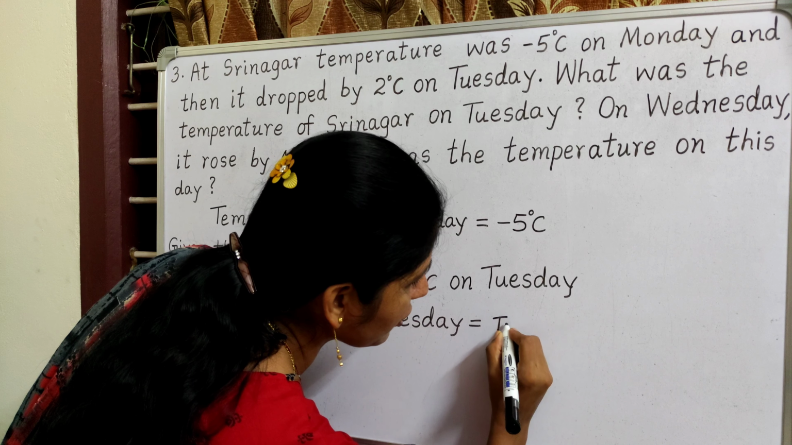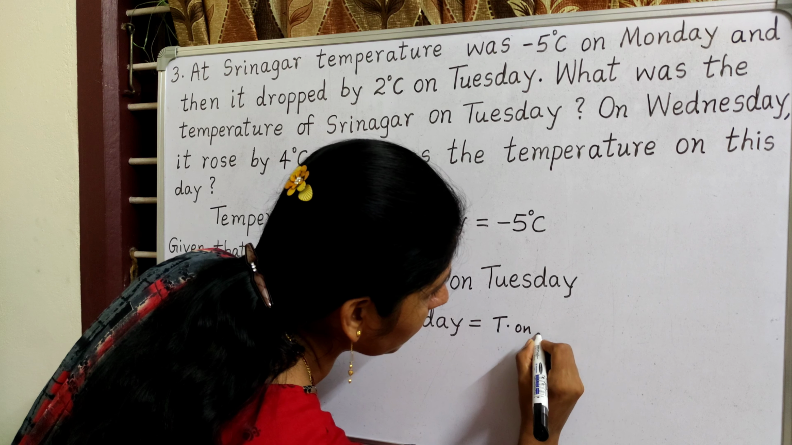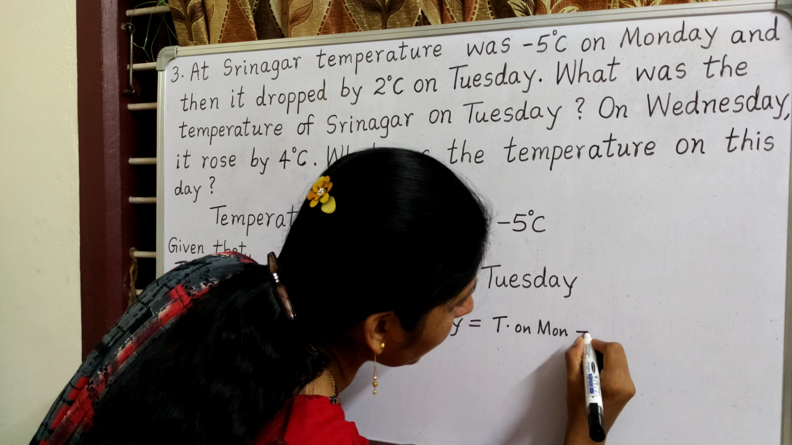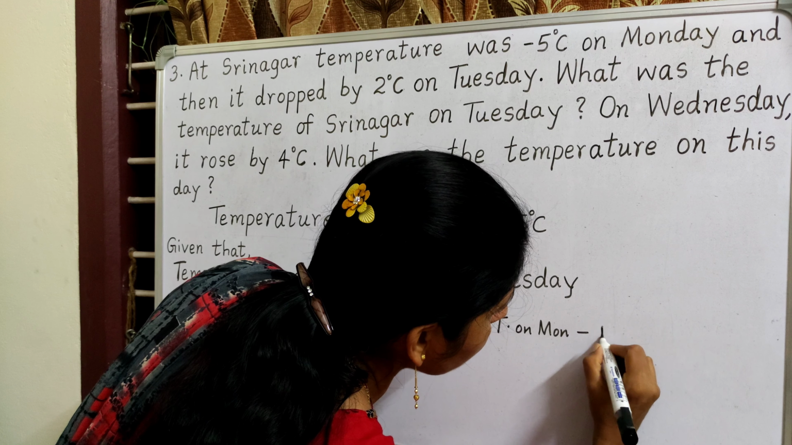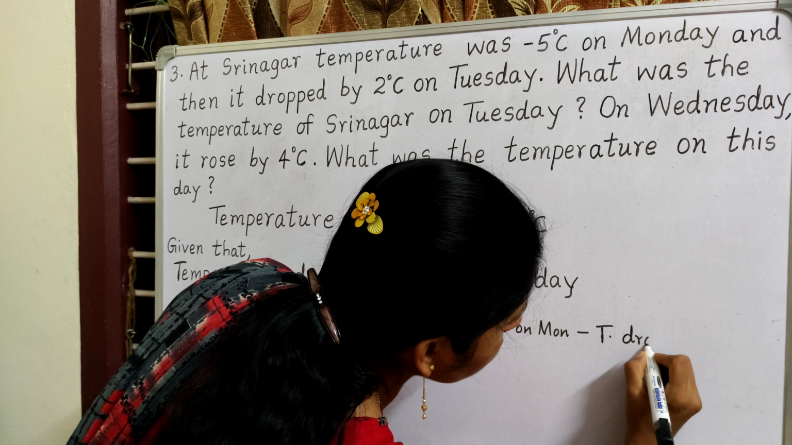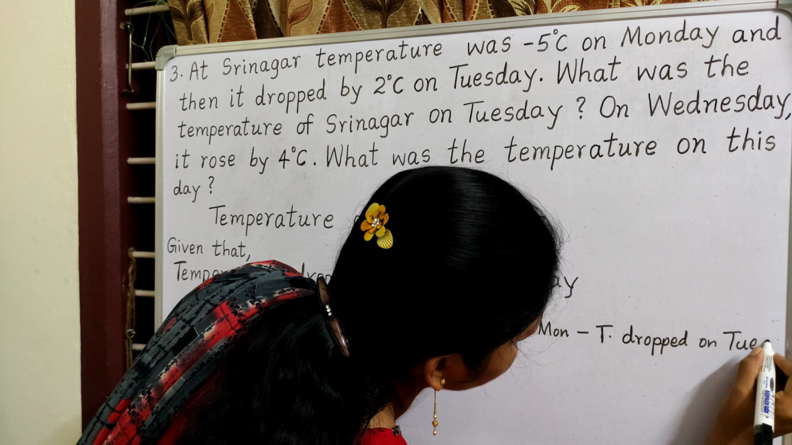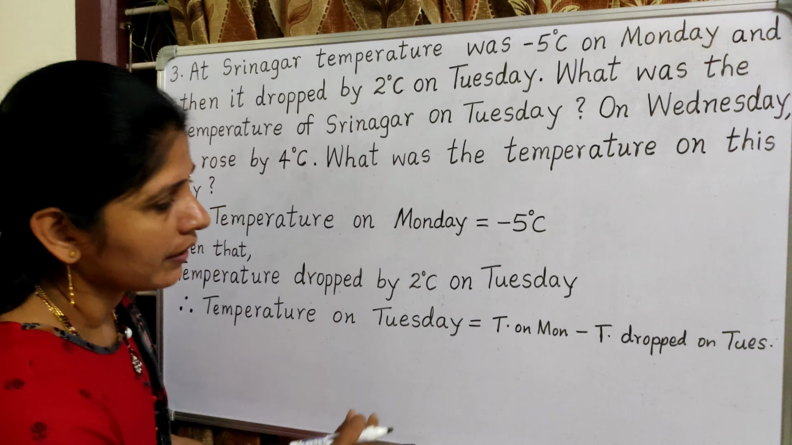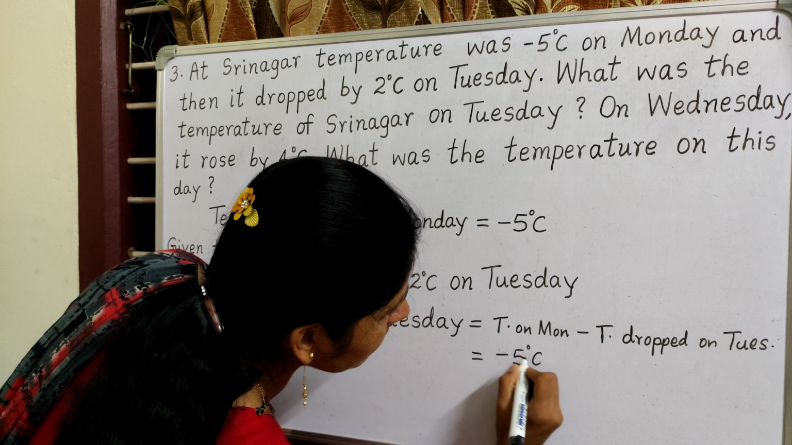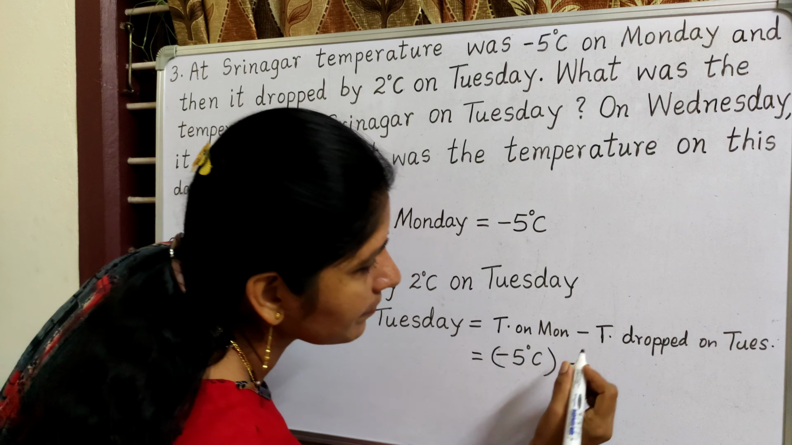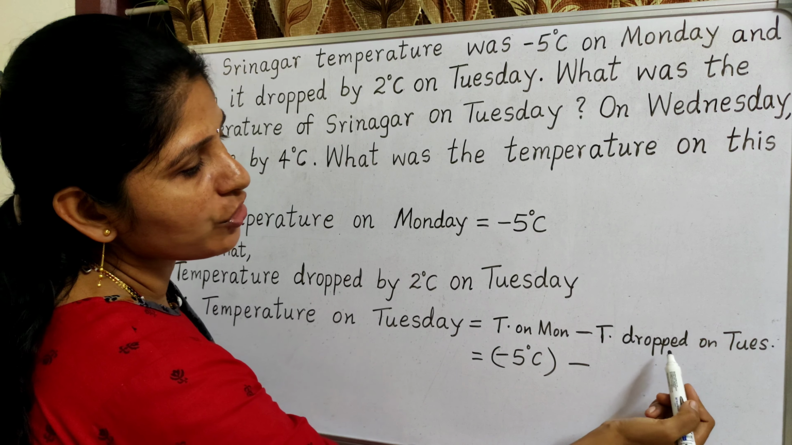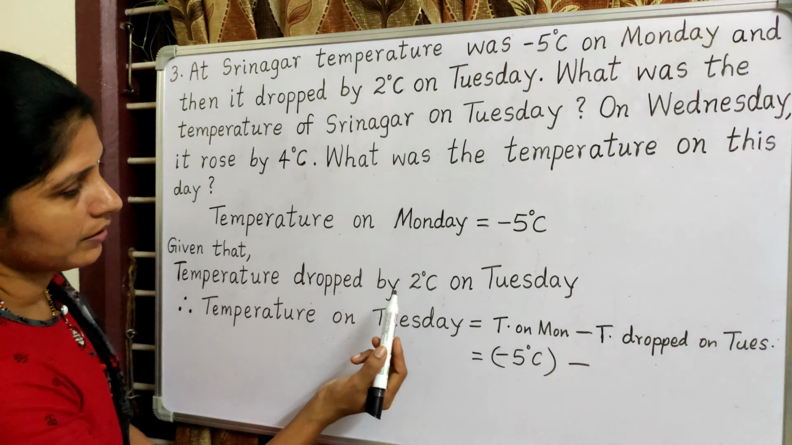Therefore, temperature on Monday minus temperature dropped on Tuesday. Temperature on Monday is equal to minus 5 degrees Celsius, minus temperature dropped on Tuesday. Temperature dropped on Tuesday by 2 degrees Celsius.